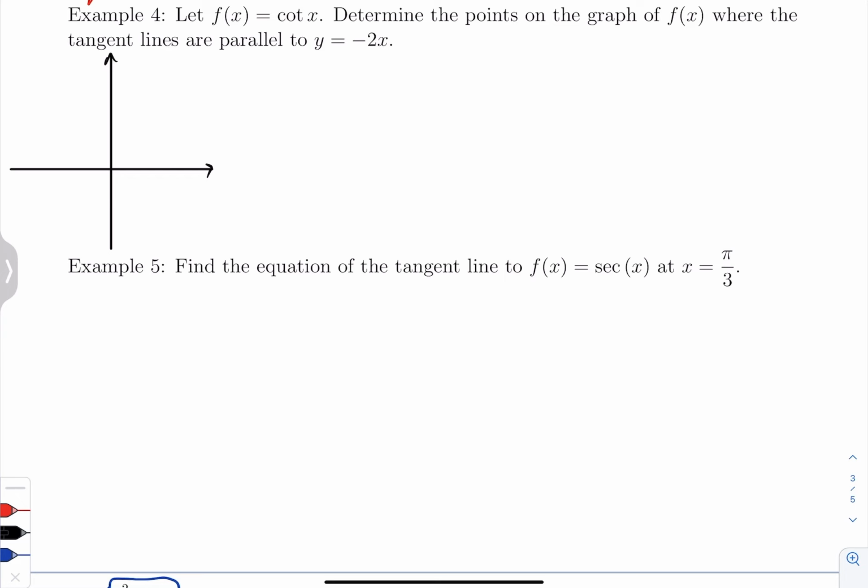And cotangent of x has a period length of pi, and cotangent of x is a decreasing function. And then we have asymptotes at pi. Okay, so I also have an asymptote at negative pi.